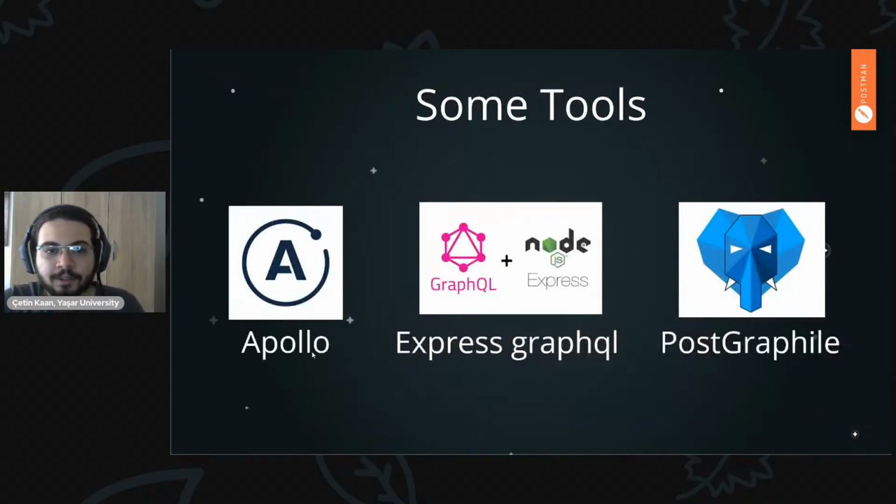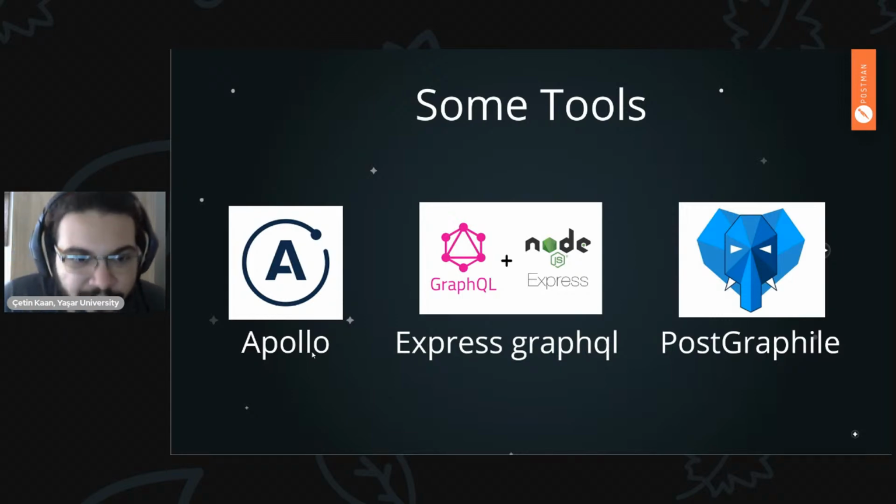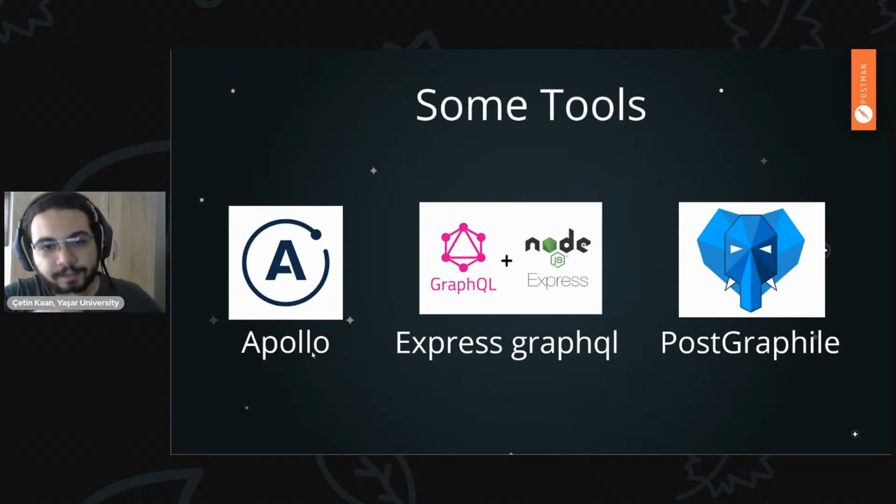Now, that's GraphQL. Here are some tools I can recommend you use with GraphQL. I have used, for example, Apollo, which is a great tool if you want to use GraphQL with front-end JavaScript frameworks such as React.js. I have used Apollo with React, and it works great. It increases productivity in the front end.